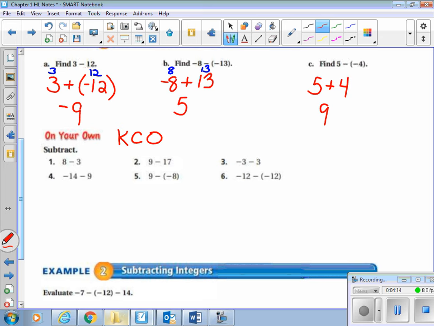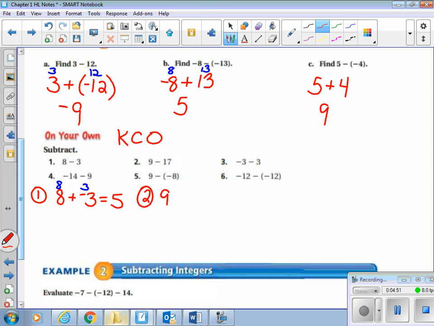So for number 1, I'm going to rewrite it down below. 8 minus 3, keep, change, opposite would be 8 plus negative 3. My signs are different, therefore I would find the difference. 8 minus 3 is 5. Check my absolute values. The absolute value of 8 is 8. The absolute value of negative 3 is 3. Since 8 is greater than 3, I'm going to take the sign of the 8, which is a positive, making that a positive 5.